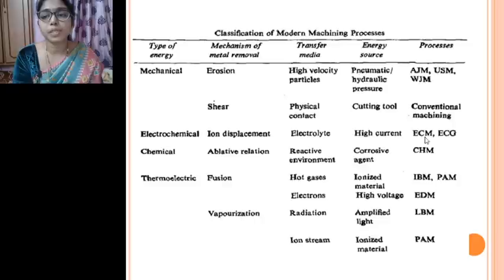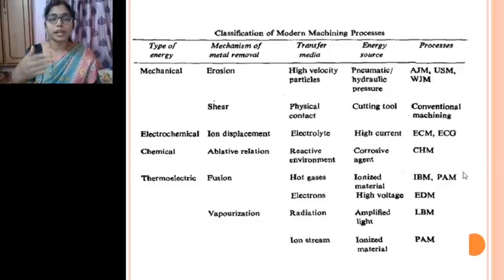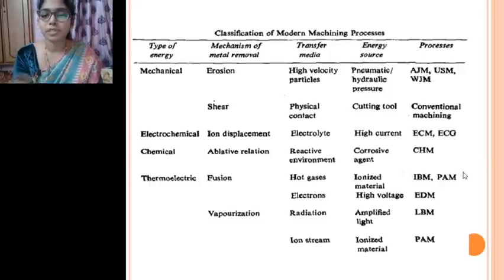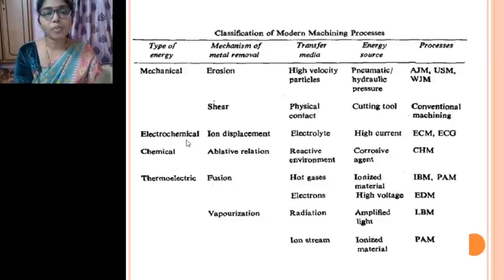So the process which we use here is ECM, ECG, electrochemical machining and electrochemical grinding. If we remove the grinding process, it is called electrochemical machining. Now, this is a combination of electrical energy and chemical energy. Both electrical and chemical are used here.